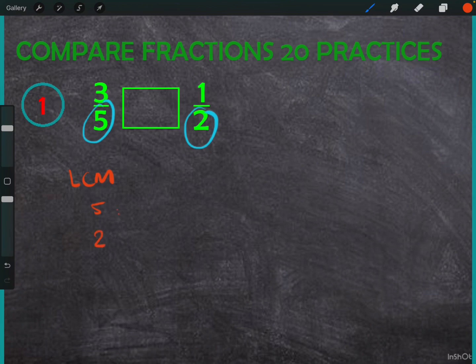For number 5, we have the multiples 5, 10, 15. For number 2, we have 2, 4, 6, 8, 10, 12. Again, how to find the multiples? We just multiply. For example, 2 times 1 is 2, 2 times 2 is 4, 2 times 3 is 6, 2 times 4 is 8, etc. And from here we see that 10 is the least common multiple of 5 and 2.